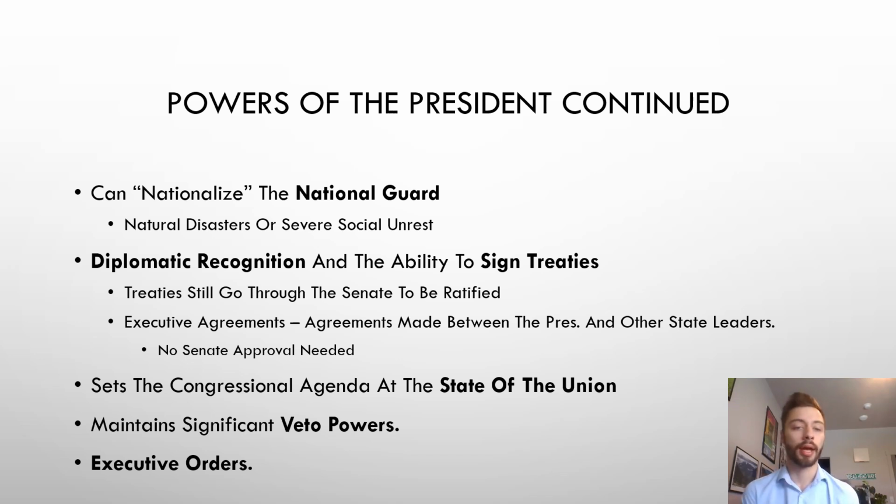We also see that a power granted to the president consists of diplomatic recognition and the ability to sign treaties. The president has the sole power of recognizing other states. We look at international conflicts like the conflict that's happening in Israel and Palestine, and the power of the president of the United States to recognize either Palestine or Israel, as it had recognized Israel a long time ago in the past, can create significant downstream effects.